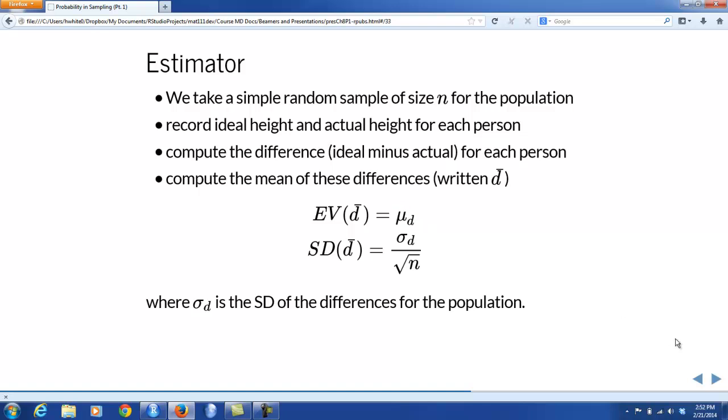The standard deviation of d bar is the standard deviation of the differences for the population of all Georgetown College students divided by the square root of the sample size. Again, in this case, as in most real cases, we don't have access to the entire population, so we're not going to be able to just compute mu d and sigma sub d directly. We won't know the exact values of the expected value and the standard deviation for this particular estimator d bar.